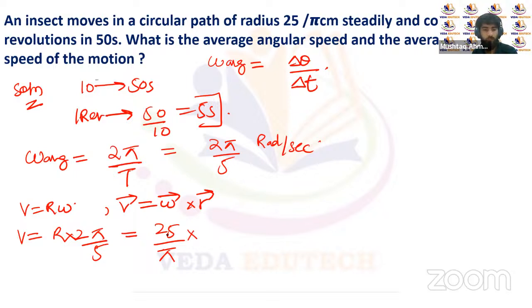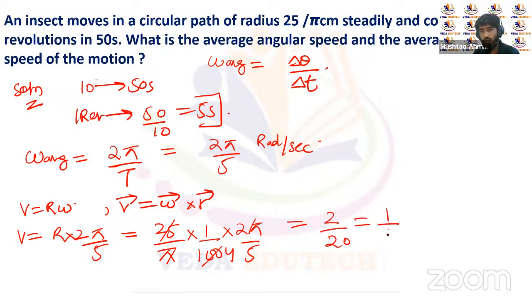So we need to convert it. It will be 25 upon pi, the radius, divided by 100 and multiplied by 2 pi upon 5. So it will be 4 here, pi and pi will get cancelled. So it will be 2 upon 20, or we can write it as 1 upon 10 meter per second. That will be equal to 0.1 meter per second.